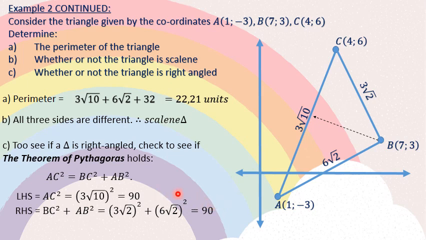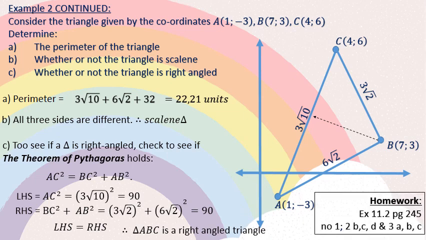So look at how we've dealt with the left-hand side of Pythag separately from the right-hand side of Pythag, and now we can conclude that the left-hand side of the theorem is equal to the right-hand side, so the theorem holds. Pythagoras works for this triangle, so we can conclude that ABC is indeed a right-angled triangle. And that is that. Have a look at your homework, and please reach out if there's any queries.